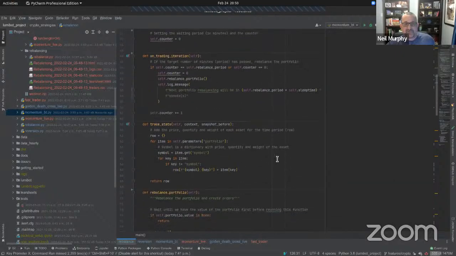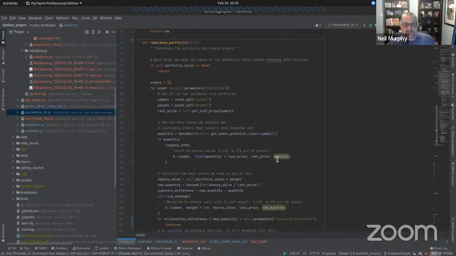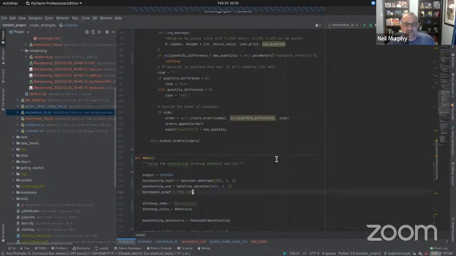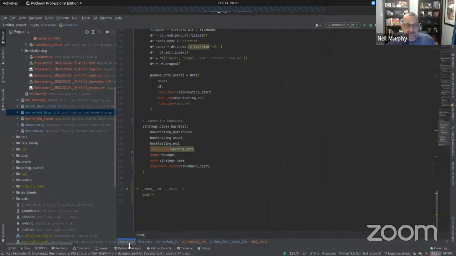I'm going to skip over a bunch of this stuff right now for this particular strategy. I'll look more detailed at some of the next ones. But I'm just going to run this quickly.